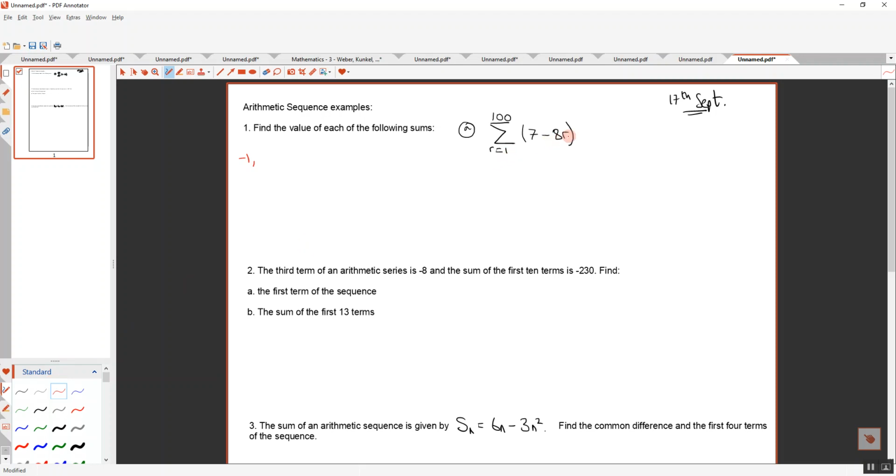So we sub in r is equal to 1. If we want to find the sum of the sequence, that gives us our first term. When r is 1, we get 7 minus 8, which is negative 1. The second term is, we sub in 2.